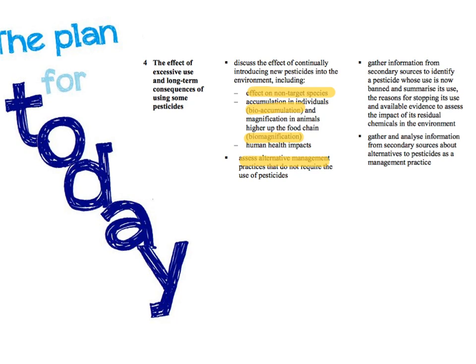That's it. And when you're looking over your notes that you've written, come back to this and make sure that you are happy you can do these parts here, and that you're familiar. We're going to be linking this in with the dot point over here. A secondary source, so the movie, to identify DDT, whose use is now banned, summarising its use, the reasons for stopping its use, available evidence to assess the impacts residually on the environment.